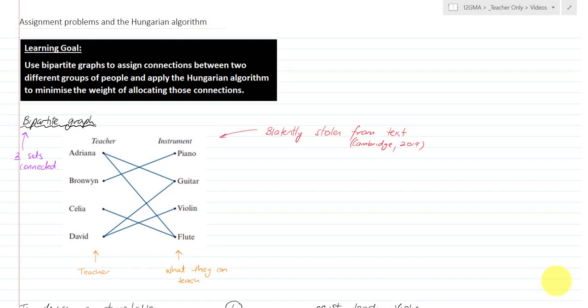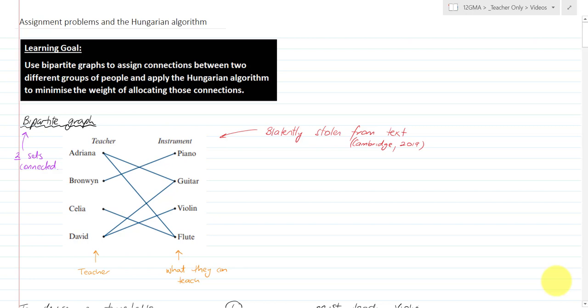Hi and welcome to video 4 of this series on networks and graphs, Unit 4, Topic 3. So you can see the learning goal there, and in this video I'm going to talk to you about bipartite graphs and how we use those to create assignments, basically is what they're called.